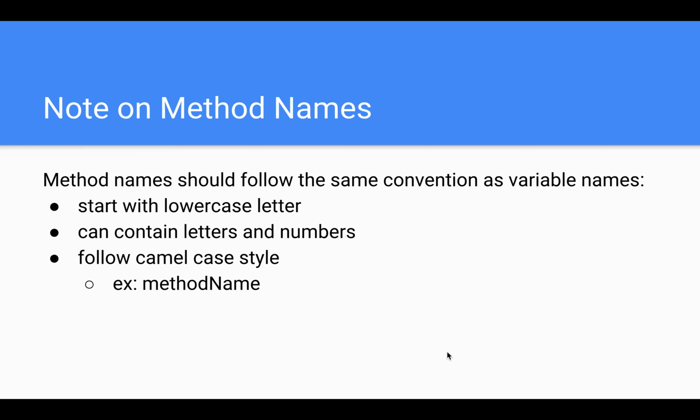Like I said, method names should follow the same convention as variable names. They should start with a lowercase letter. They can contain letters and numbers, and they should follow the camel case style. Here is an example method name, where the N is capitalized.